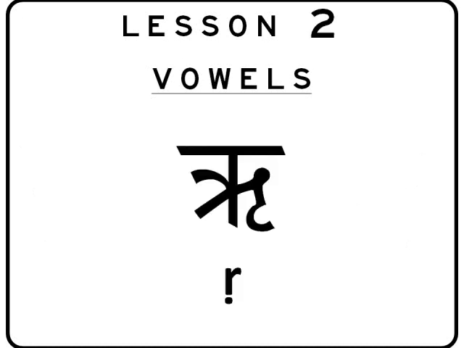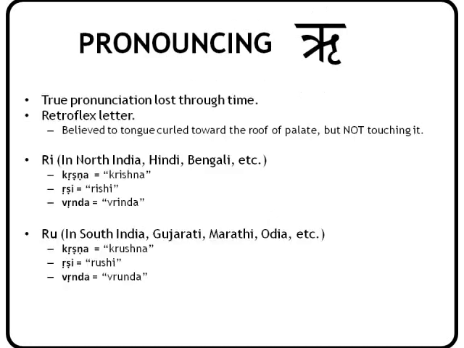So the first vowel we're going to cover is the vowel that is transcribed as R dot. Now, how do we pronounce this letter? I will admit that the pronunciation for this letter is very tricky, because the true pronunciation of this letter has been lost through time. It is a retroflex vowel.